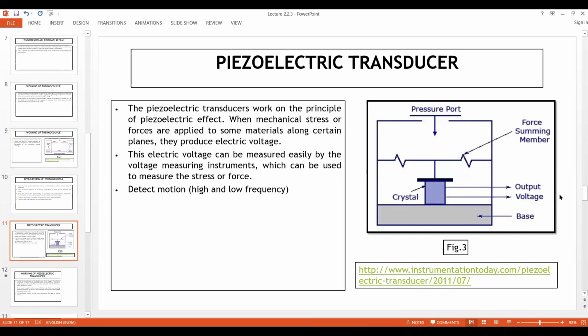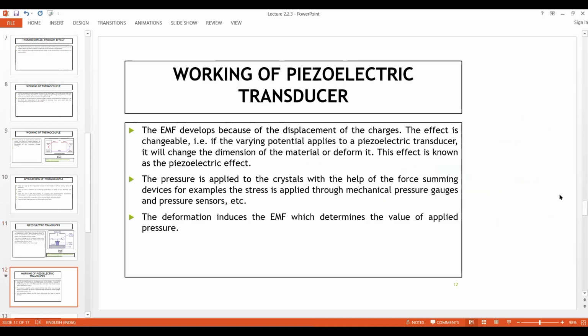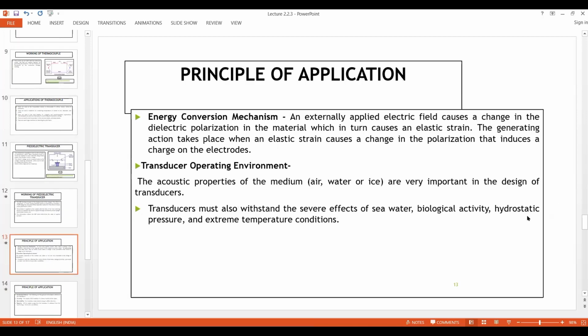That can be easily measured by any kind of equipment, and they detect motion at higher and low frequency. So EMF is developed due to the displacement of the charges. This effect is reversible. When a potential is applied, we can deform the material. This is also known as the piezoelectric effect. Both effects are possible: if you put pressure, then voltage is induced or EMF is developed, or if you apply a variable potential difference, then you can deform the material. So pressure is applied to the crystal with the help of force summing devices, and deformation induces the EMF, which determines the value of applied pressure.